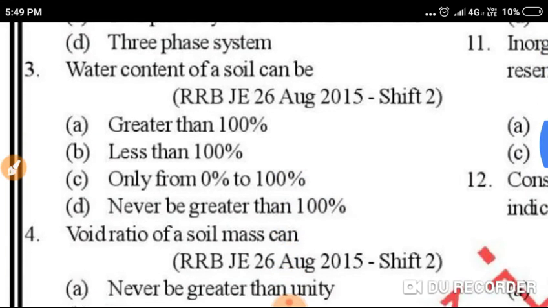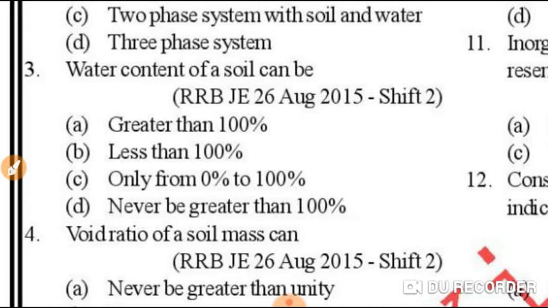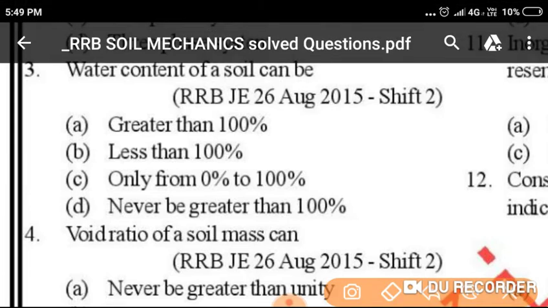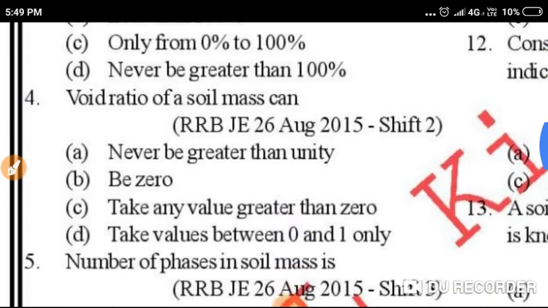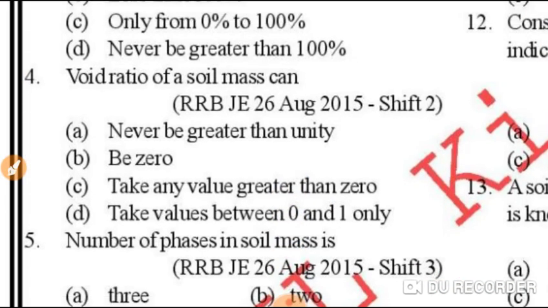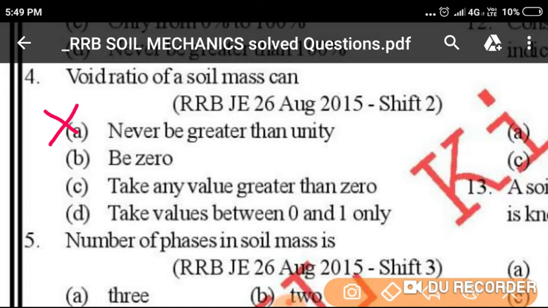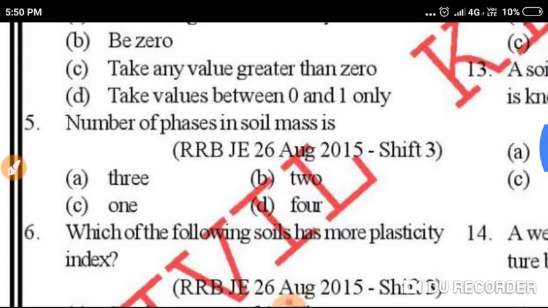Question number 3. Water content of a soil can be greater than 100%. Option 3 is the correct answer. Void ratio of a soil mass can take any value greater than 0, that is option here. So void ratio of a soil mass can never be greater than unity. It does not take any value greater than 0, it takes values between 0 and 1. So here option C is the correct answer.